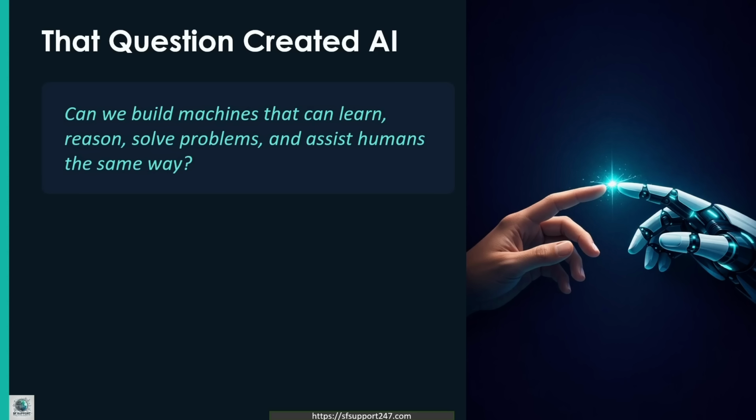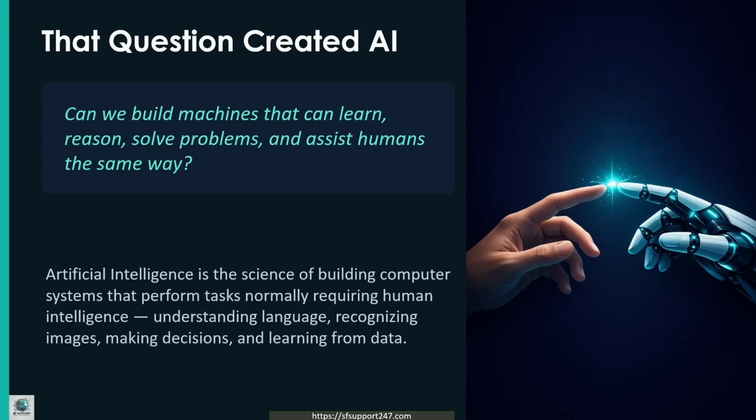But can we build machines that can learn, reason, solve problems, and assist humans the same way? Artificial intelligence is the science of building computers or digital systems. Artificial intelligence is transitioning from only digital to physical devices and robots also. So, we can redefine artificial intelligence as the science of building computers, digital and physical systems that perform tasks normally requiring human intelligence: understanding language, recognizing images, making decisions, and learning from data.